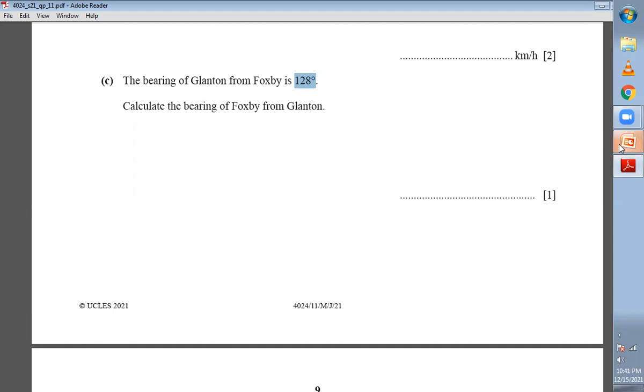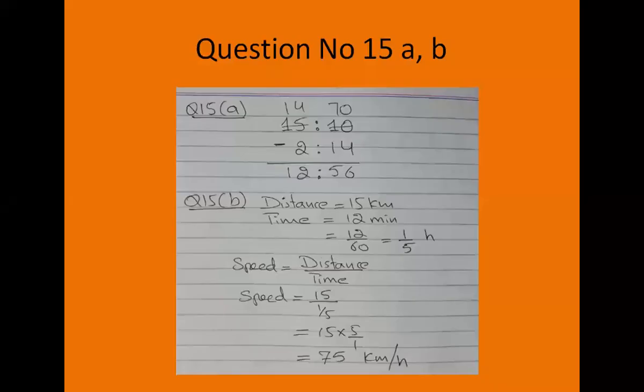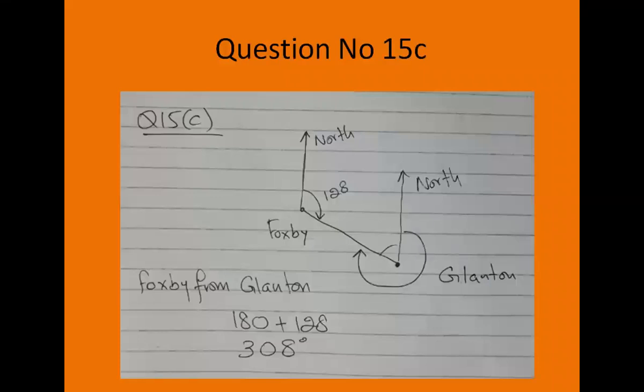So remember this rule. It's a very simple thing. Let me show you how I have done this. Okay, so that's question number 15, and the C part. You can see the Fox Bay is here. Here is the Glanton, the bearing of the Glanton from the Fox Bay. So I have drawn here a North Pole. This line is showing the north. The bearing of the Glanton from the Fox Bay is 128. So the forward bearing is 128.